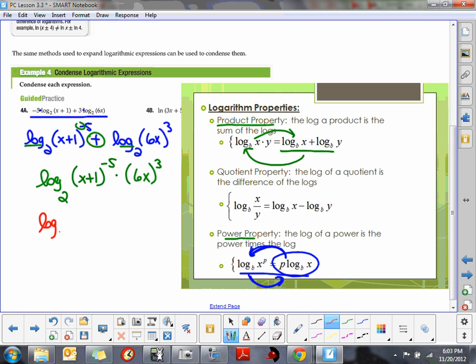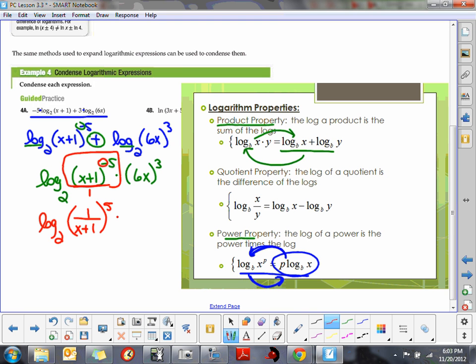There's a couple other things that you want to be able to work with. This is a log of base 2. I want to rewrite this statement without that negative exponent. So here's what I'm going to do with it. Since I know what negative exponents do, it's going to reciprocate the base. Now this is x plus 1 over 1. We reciprocate that base, so now it's 1 over x plus 1 raised to the 5th power.